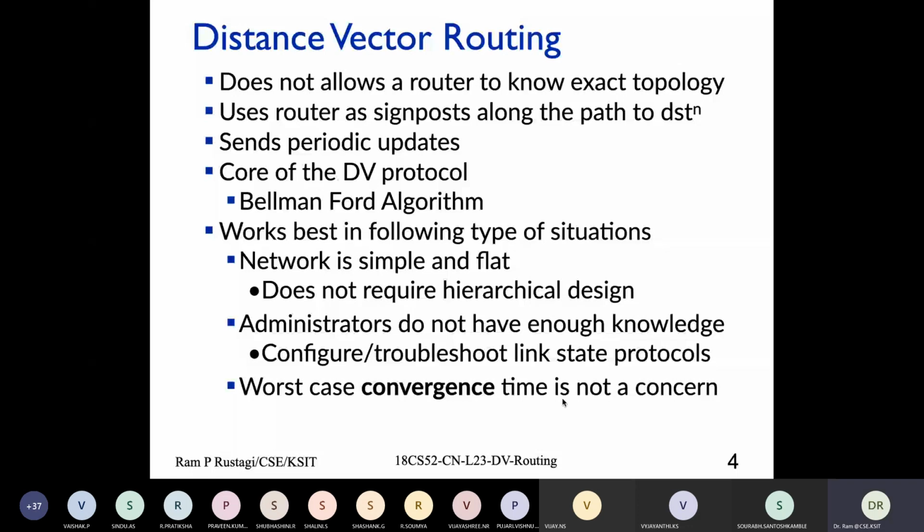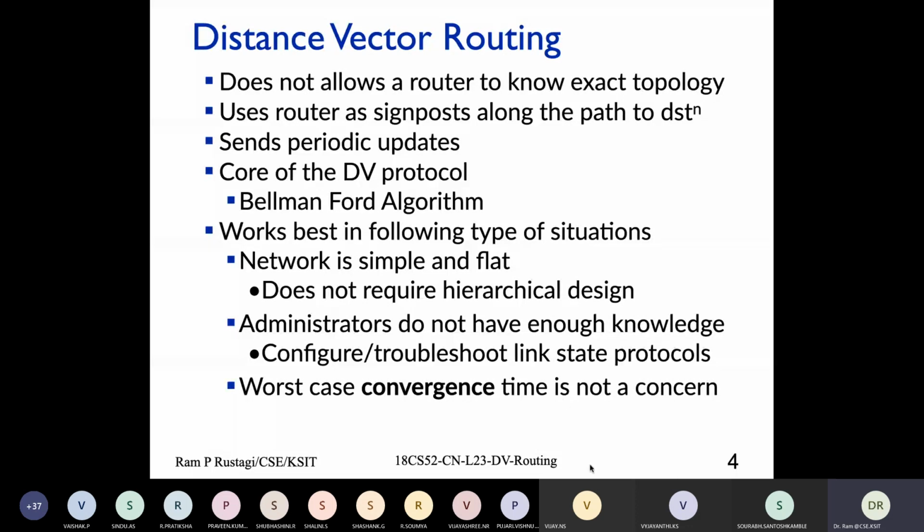The other is link state routing. You need to have a little more diagnostic knowledge because you are looking at the entire topology of the network. If something goes wrong, you should be able to figure out why things are not getting to the right cost. So when system administrators are not smart enough to handle the whole diagnostic part, and they want to keep a simple protocol, they use distance vector routing.